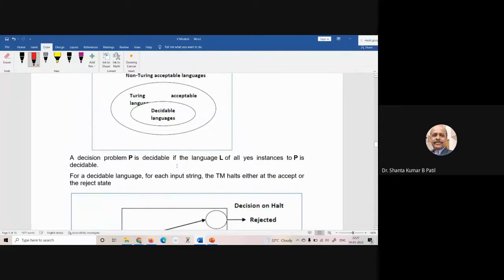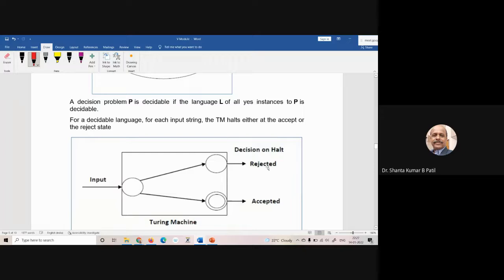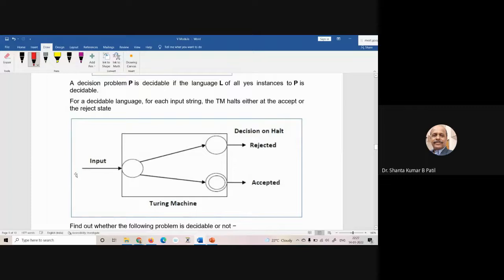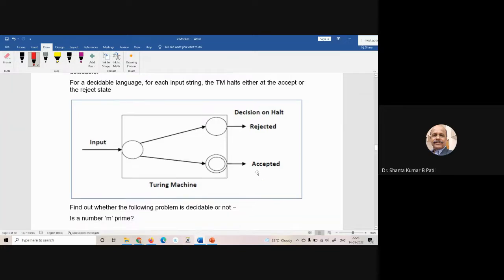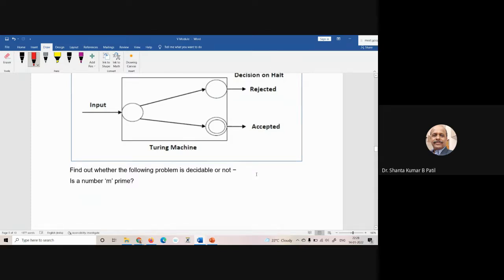A decision problem P is decidable if the language L of all instances of P is decidable. For example, take a decision on the halt. Take the string W. If W is accepted, it is going to terminate. If W is different, it is going to take you to an intermediate state, hence rejected. Whether it is rejected or accepted, the machine is going to halt. If accepted, it halts on the double circle or final state. If rejected, it halts on the intermediate states. In both cases the machine is going to halt, because it is reading the last symbol of the string.